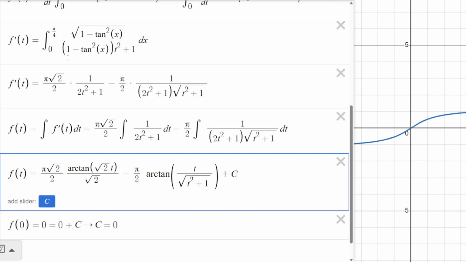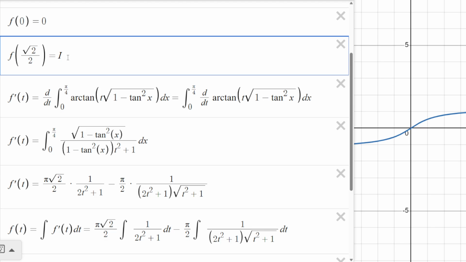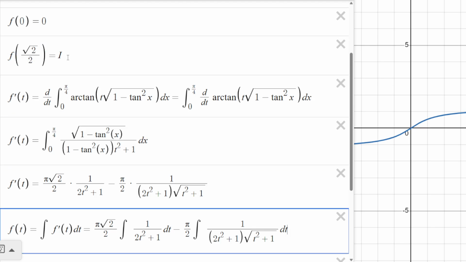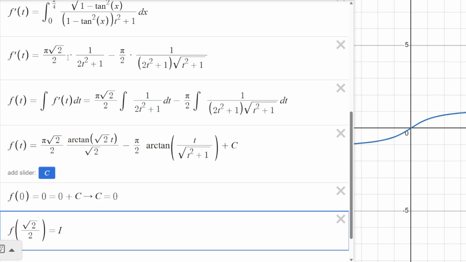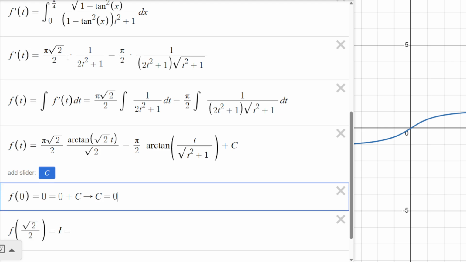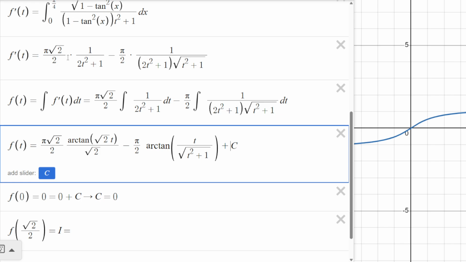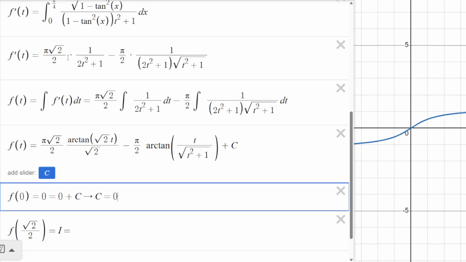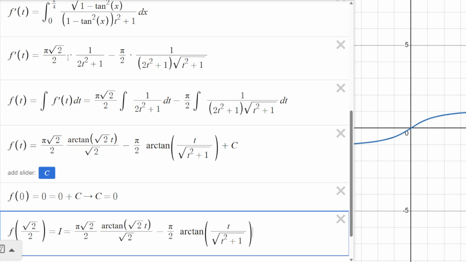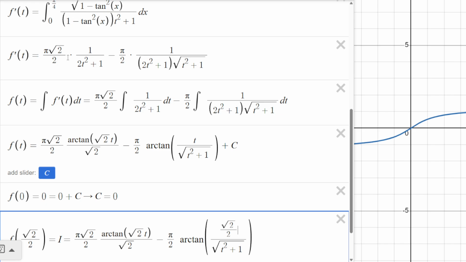All right, now we also know that f of the square root of 2 over 2 is equal to our original integral I, but it's also equal to this, and I won't copy the c because it's equal to 0. It's equal to this when t is square root of 2 over 2. And if you watched Math 505's video, you already know what the answer is going to be. But let's just plug it in.